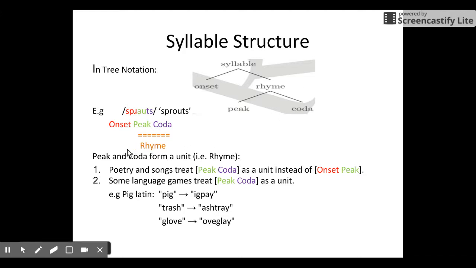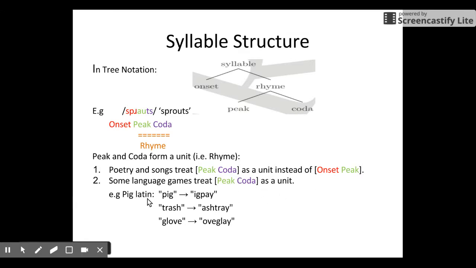Okay, so poetry and songs treat peak and coda as a unit instead of onset and peak. So poetry and song are good evidence showing our intuition about the language. Okay, so we treat peak and coda as a single unit. And we do not see any poetry or any song which uses onset and peak as a single unit. Okay, and there are some language games that treat peak and coda as a unit.